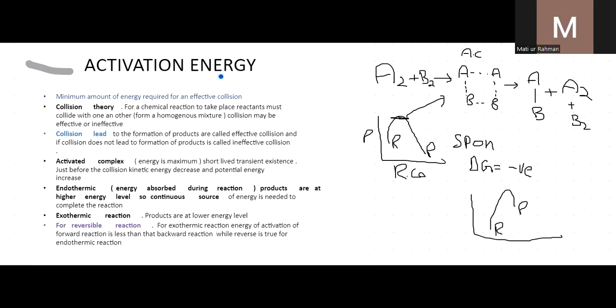If we move from reactant to product, we move in the forward direction, so we decrease the energy. If we move in reverse, from product to reactant, then this reaction becomes endothermic, because the reactants are at the higher energy state and the products are at the low energy state. So the forward reaction is spontaneous, and the reverse reaction is non-spontaneous.